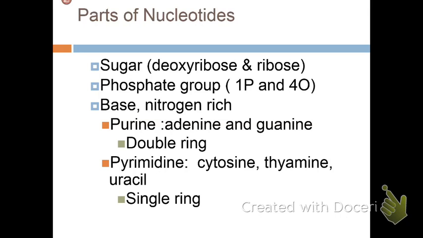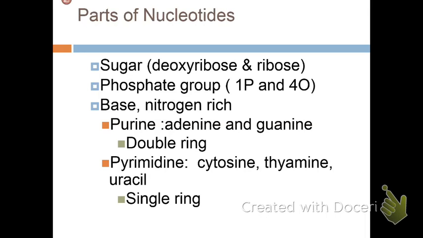If we look at just a nucleotide, the building block, it has three parts: the sugar, the phosphate group, and the nitrogenous base. Your sugar, if it's DNA, is going to be deoxyribose. If it's RNA, your sugar is going to be ribose. These are both 5-carbon sugars.